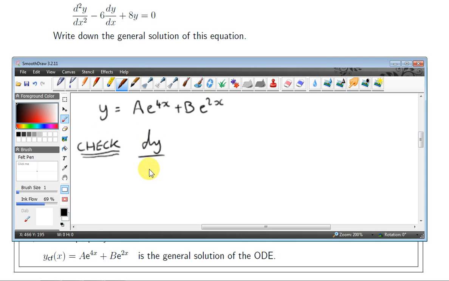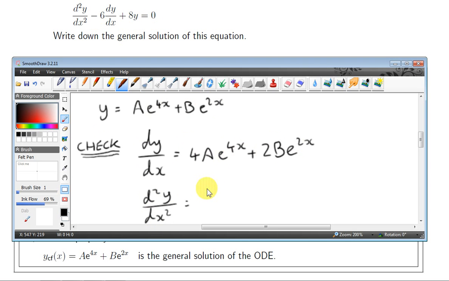Let's get dy dx. So we get 4a e to the 4x plus 2b e to the 2x. That's just differentiating using the chain rule for the exponential function. And as for the second derivative, well, we just get 4a e to the 4x back. a is just a constant, but we multiply by 4 to get 16. And we just get this back, but we multiply by the derivative of 2x, which is 2. So we get 4b e to the 2x.